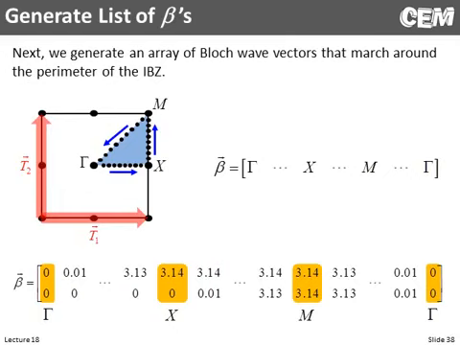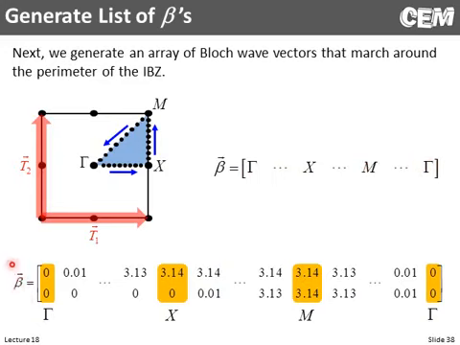Now we want to calculate the horizontal axis of our band diagram. So we need a list of Bloch wave vectors. Well, we go back to our irreducible Brillouin zone. We'll say, let's start at gamma, and we'll put a series of points between gamma and X, another series of points between X and M, then another series of points to go back to gamma. So this list of Bloch wave vectors will start at gamma, go through a series of points to X, go through a series of points to M, and then go through a series of points to gamma.